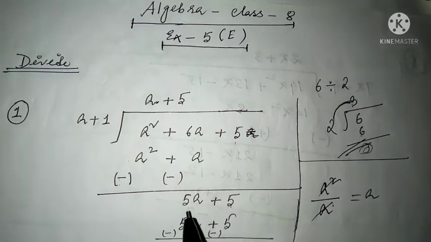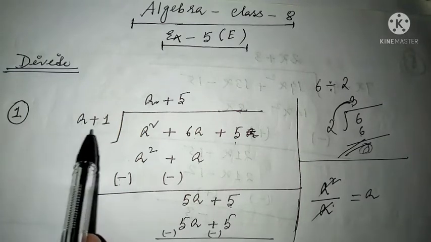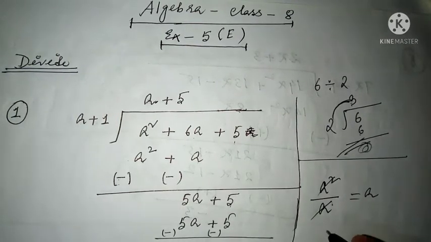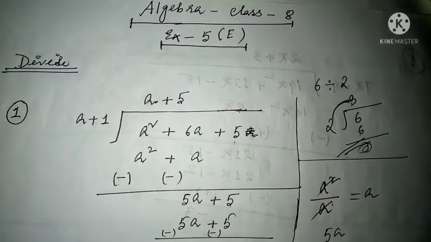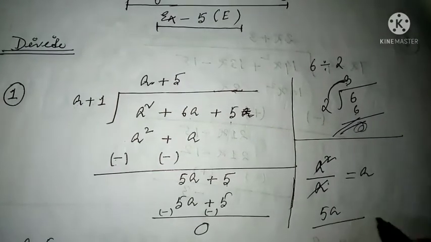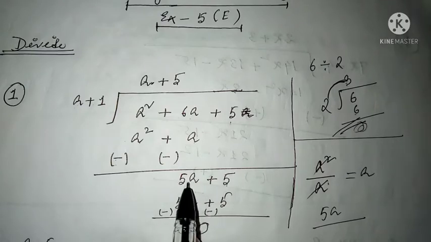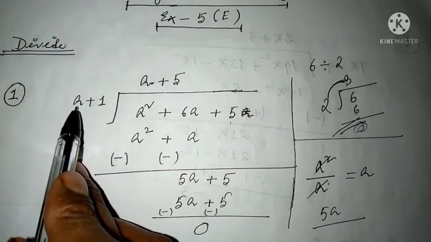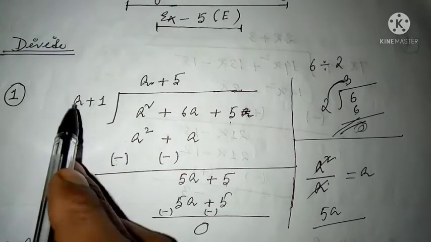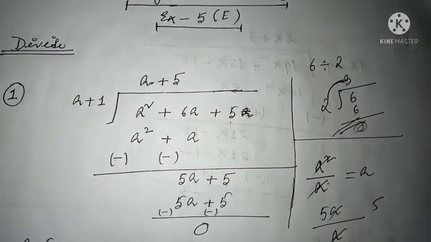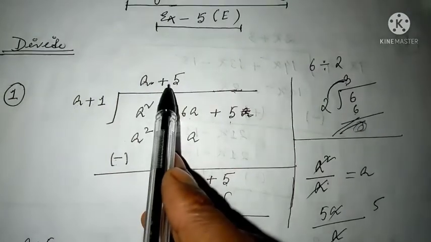Okay, now see here, this 5a plus 5 is your new dividend, and your divisor remains the same here. Then you can see what the first term is, that is 5a. The first term of your dividend is 5a, and you have to divide this 5a by the first term of the divisor. Now see here, this a gets cancelled, that is plus 5. That means you have to write here plus 5.